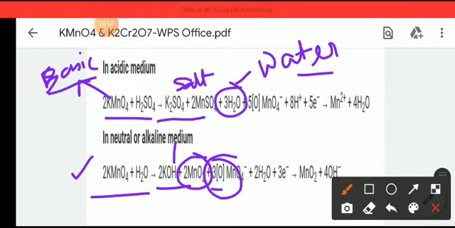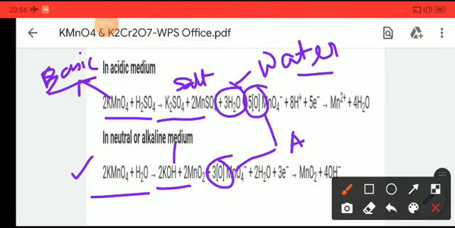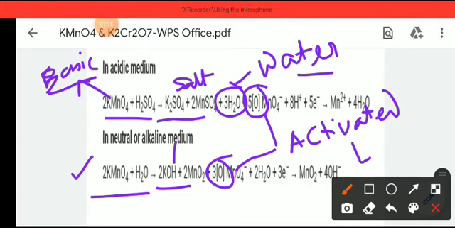And you can see that while it reacts in acid medium with H2SO4, or in basic or alkaline medium, it will form this activated oxygen. This is called activated oxygen. This oxygen in the third bracket, the activated oxygen, is the main culprit for the oxidation. So due to the presence of this activated oxygen, KMnO4 can act as an oxidizing agent.